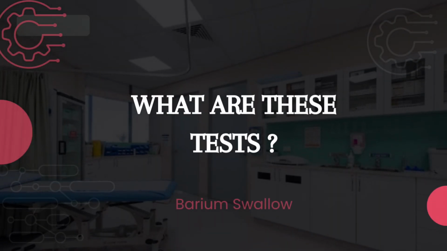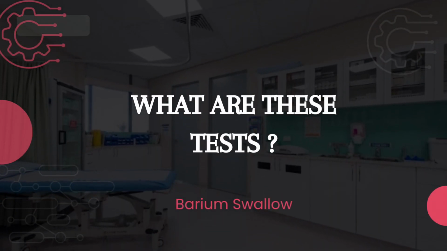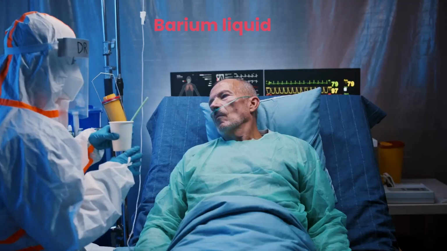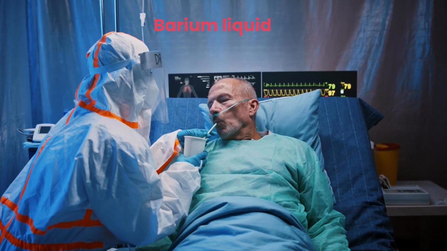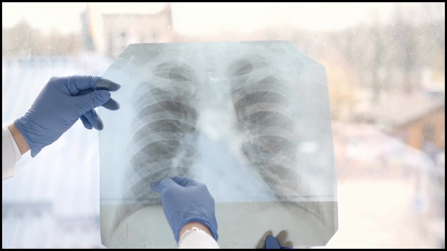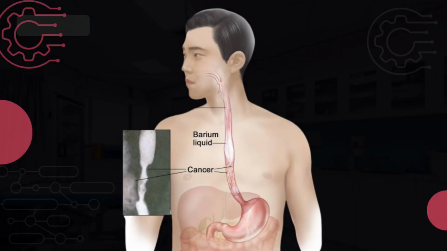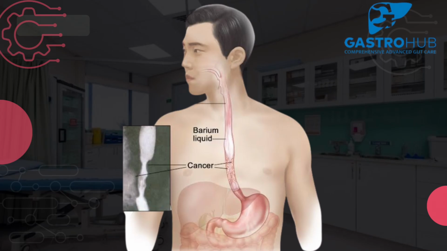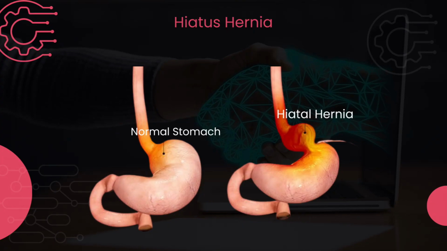Another test is an X-ray test. It is called barium swallow. Here a liquid is given to the patient, and as he is swallowing this liquid, X-rays are taken at fixed intervals. This tells us about the capacity of the esophagus to push the food ahead, and it will also tell us about the presence of a condition called hiatus hernia.